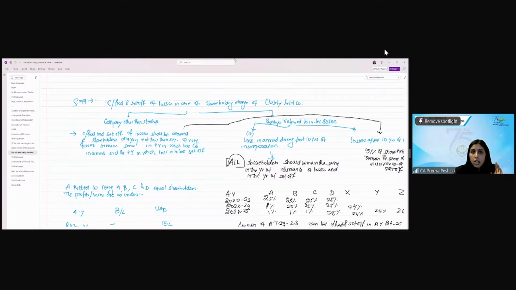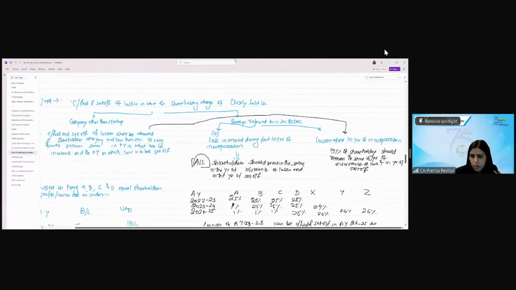But if it is a company which is a startup registered under, or referred to in, section 80 IAC, then any brought forward business loss shall be allowed to be carried forward and set off if, on the last day of the previous year, shares carrying not less than 51% of the voting power remain the same in the year of the incurrence of the loss and in the year of the set off of the loss. This is after the 10 years of incorporation.